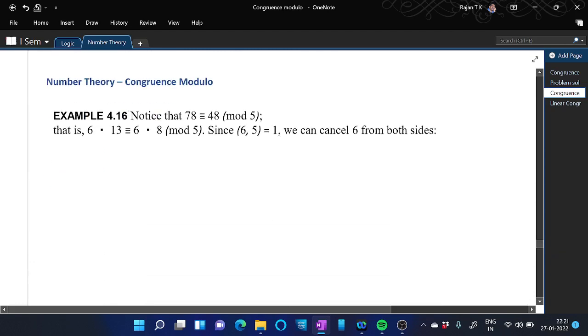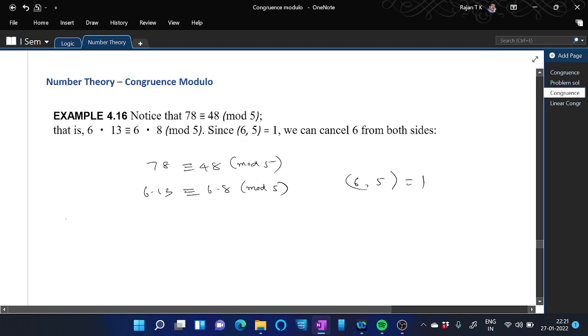Now, see one example like this. We have 78 is clearly congruent to 48 mod 5. Because 78 minus 48 is 30, it's a multiple of 5. And 78, 48 you can write respectively as 6 into 13, 6 into 8 mod 5. Here this factor C and 5 are such that GCD(6, 5) is equal to 1. GCD of 6 and 5 is 1. That is 6 and 5 are relatively prime.